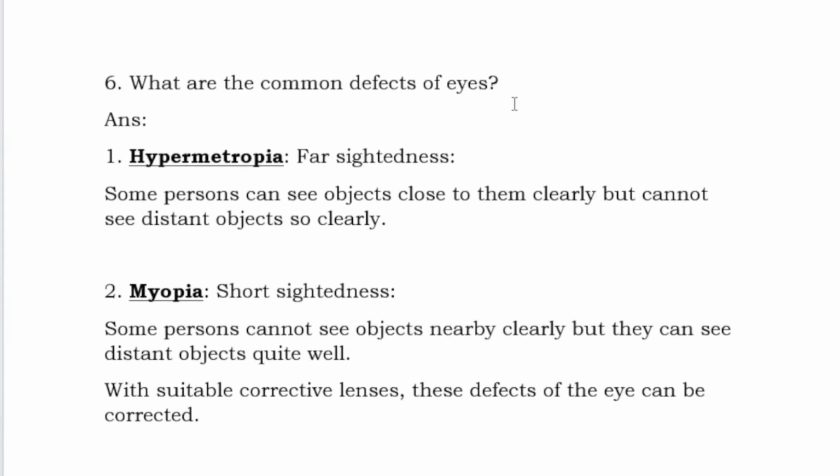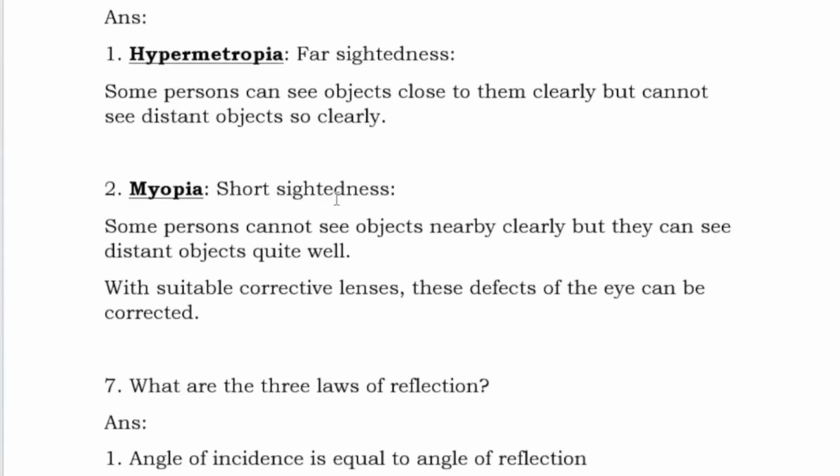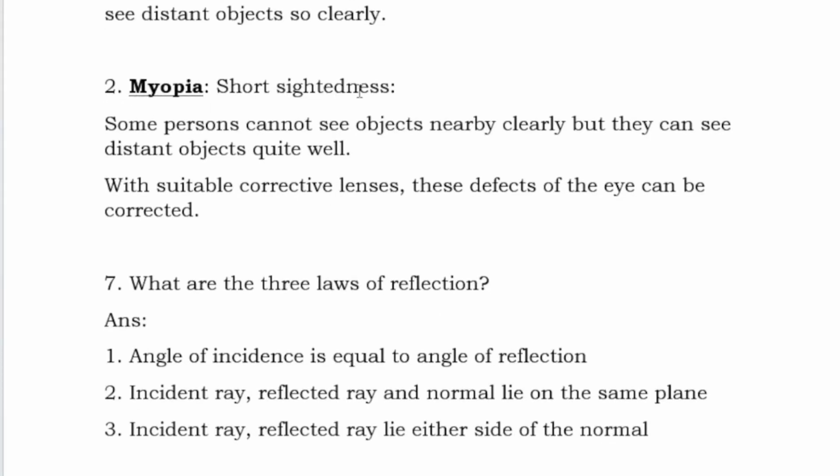What are the common defects of eye? Defects means problems. First question. Hypermetropia, farsightedness. Some persons can see objects close to them clearly, but cannot see distant objects so clearly. This is called as farsightedness. The second, myopia, short-sightedness. Some persons cannot see objects nearby clearly, but they can see distant objects quite well. With suitable corrective lenses like concave and convex lenses, these defects of the eye can be corrected.